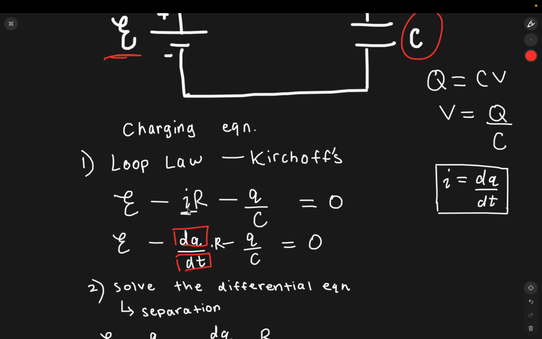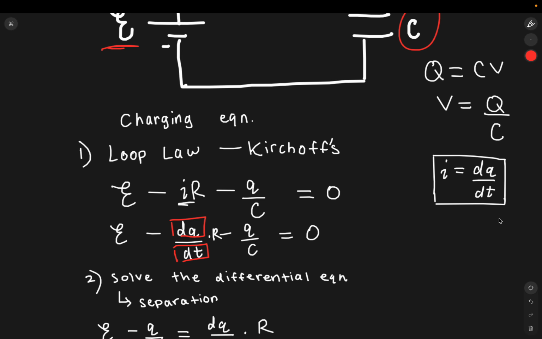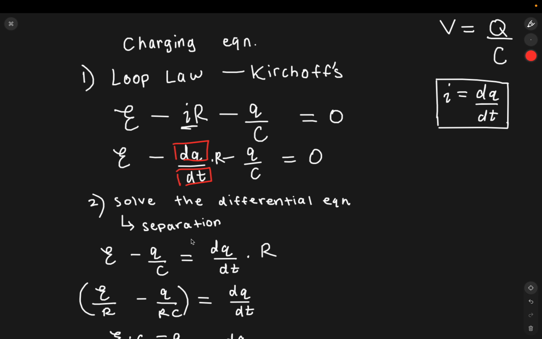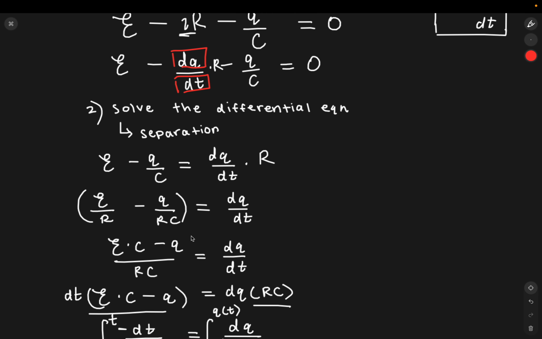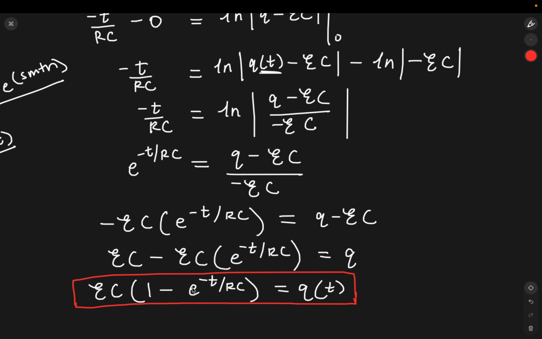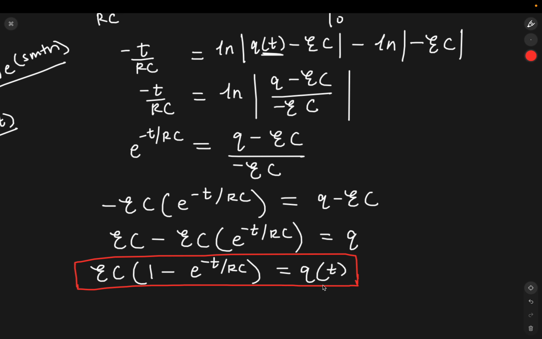Once we did that, we replaced I with dq/dt because that's the definition of our current, which is charge per time. After that, we were able to use separable equations, or the technique of separable variables, in order to solve our differential equation. We went through our solution, did some calculus, and ended with our final answer, which is that the charge inside the circuit is given by the electromotive force times the capacitance, times 1 minus e to the negative t over RC.